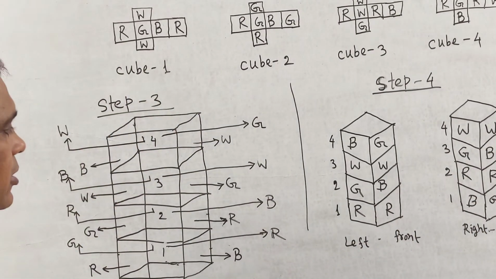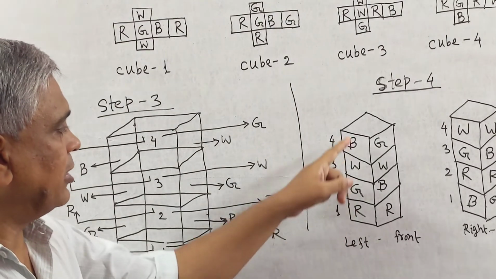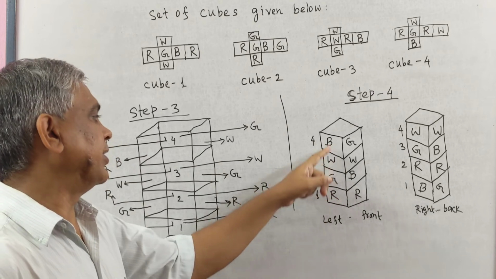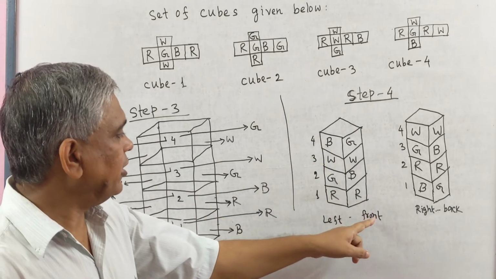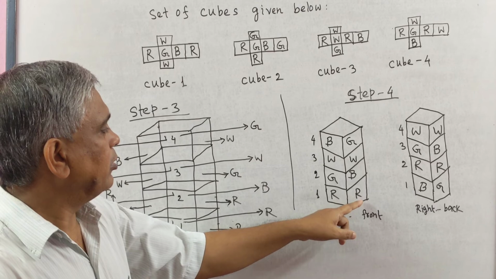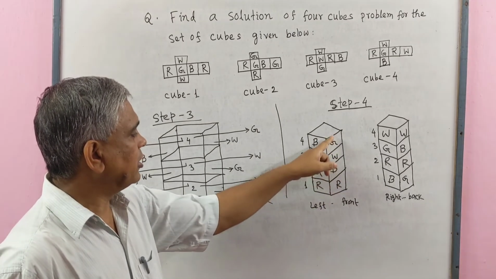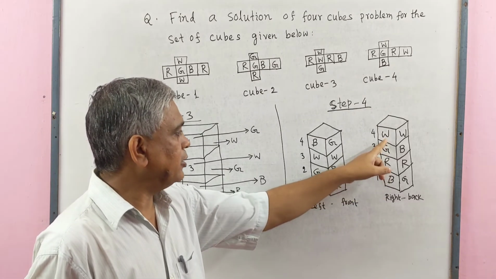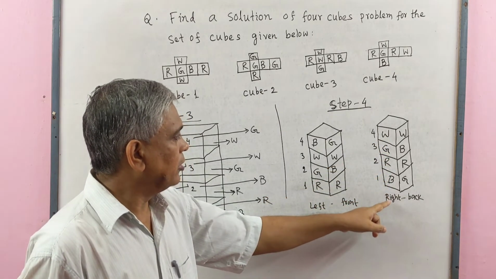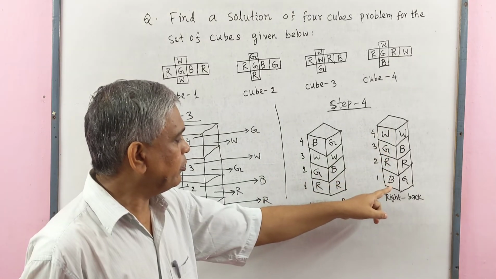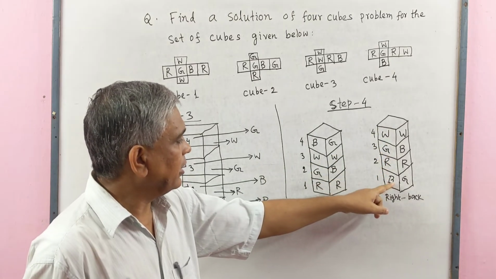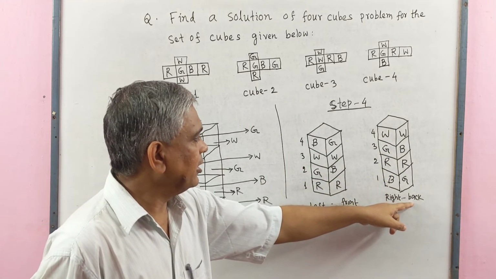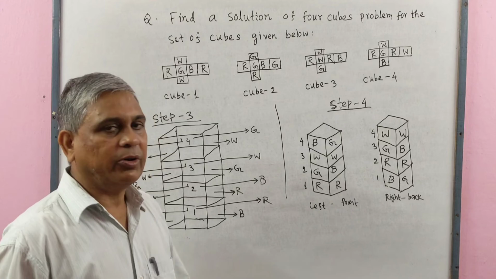Here we see that the left column contains 4 colors for 4 cubes, but 4 different colors. Similarly, in the front face, we have 4 faces of 4 cubes of different colors. Here in the right column, we have 4 cubes for 4 faces, 4 different colors. Similarly in the back face also. So our problem is solved.